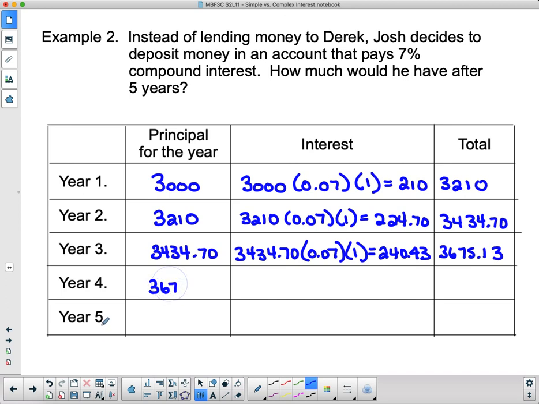In Spiral 3, we're going to learn how to do this with an equation rather than having to do it in a chart.